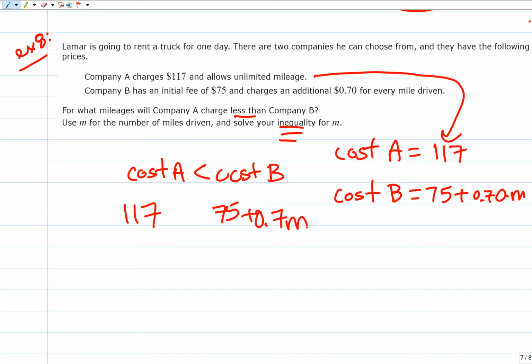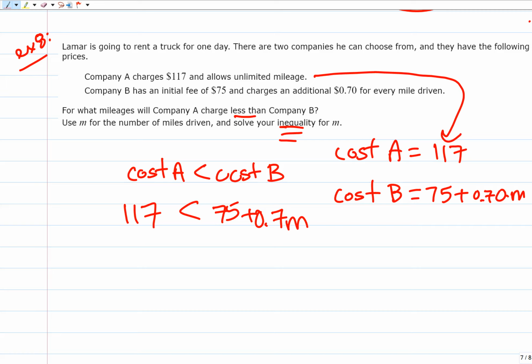Now, if I wanted to figure out when they are the same cost, that's when they're equal. But that's not what they said. They said, when is company A less than B? Which is why I'm not solving an equation, I'm solving an inequality. Does that make sense?